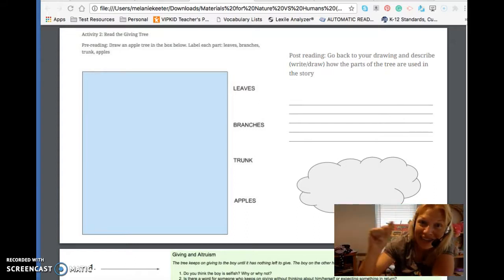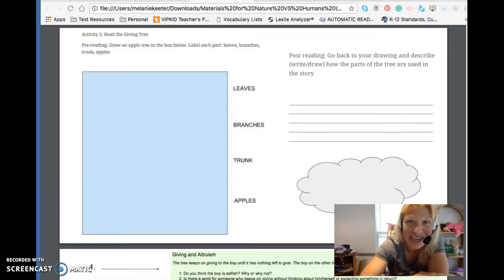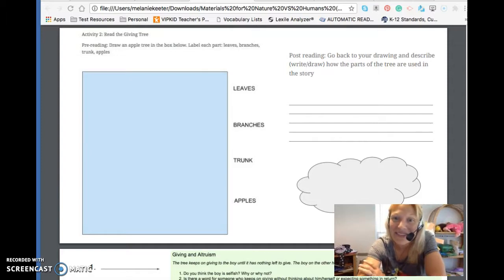You can draw lines from the words to the tree, and if there are other things you want to add, that's okay too. So now, pause the video and draw your tree and label the leaves, the branches, the trunk, and the apples.